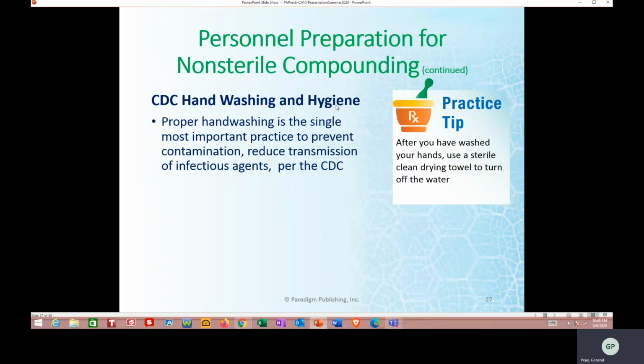CDC, hand washing and hygiene. You should be familiar with this acronym. Center for Disease Control. Again, CDC was very popular with COVID-19, all types of recommendations. Proper hand washing is the single most important practice to prevent contamination, reduce transmission of infectious agents per the CDC. After you have washed your hands, use a sterile, clean, drying towel to turn off the water. And again, I'll send a video of this practice.